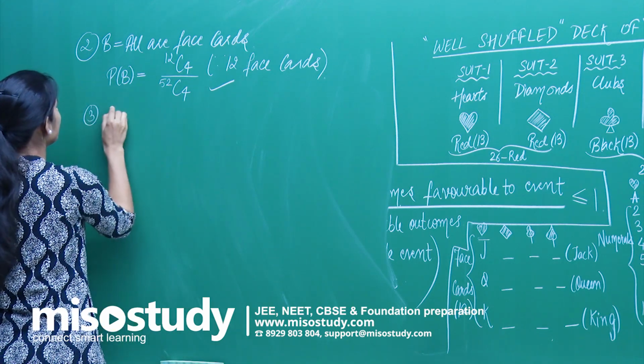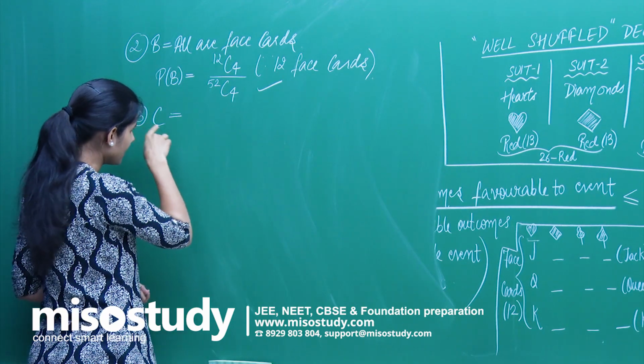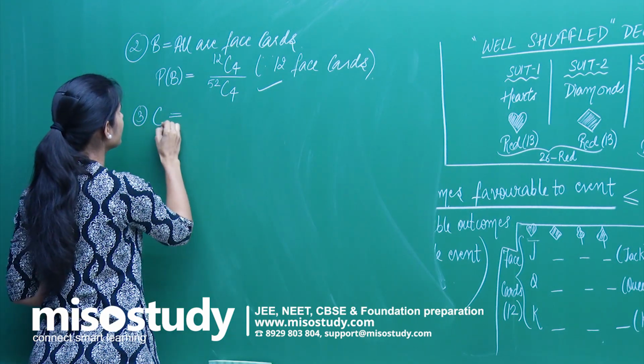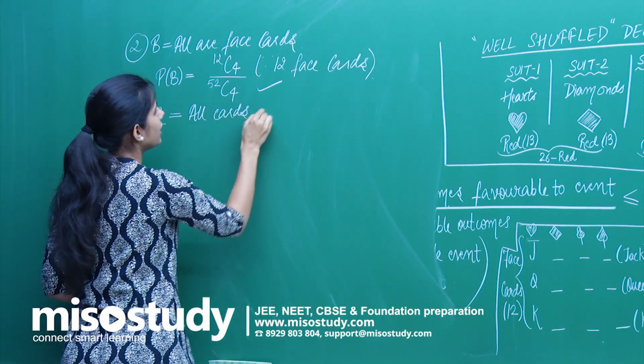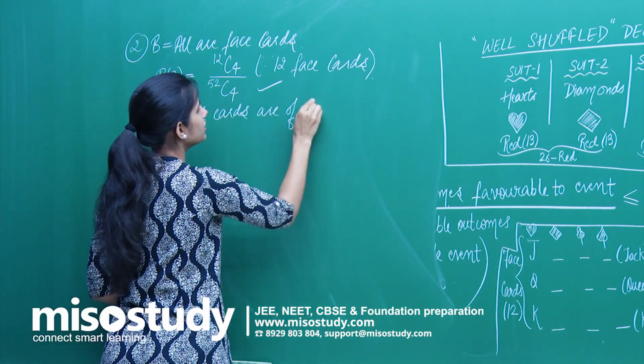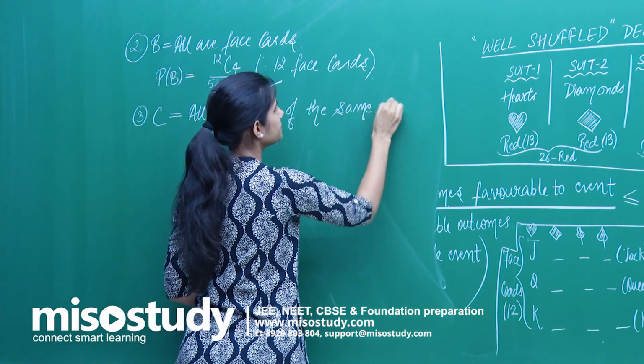Then I am saying, what is the probability of event C occurring, where event C is all cards are of the same suit.